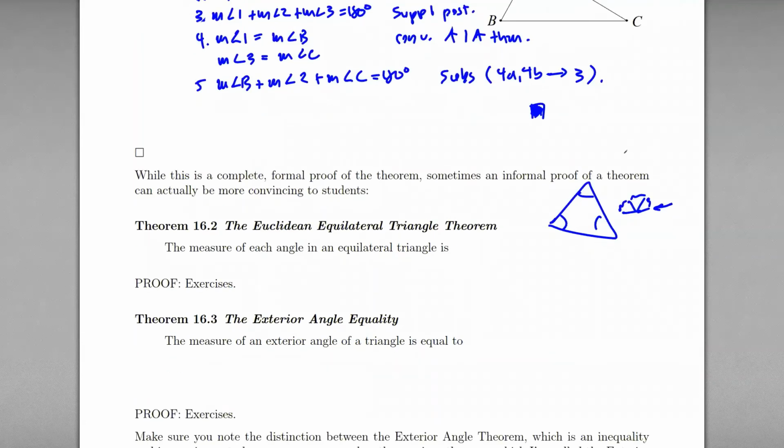All right, using that, we could show that the measure of each angle in an equilateral triangle is 60 degrees. But I'll leave it to you to piece together why exactly this theorem gives us that each angle is 60 degrees in an equilateral triangle.